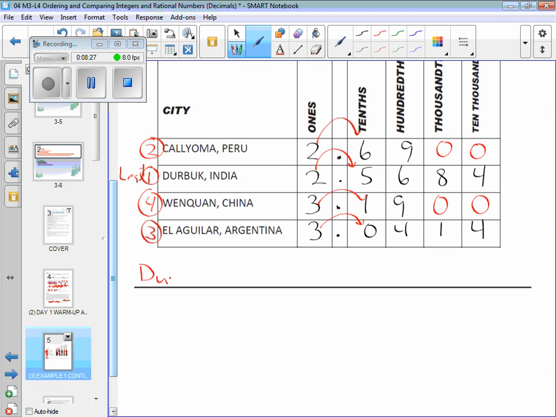Durbuck. Followed by Calioma. Then what? Good luck trying to spell that. It's called an El Aguilar, then Wencon. Okay? Not too bad. Good.